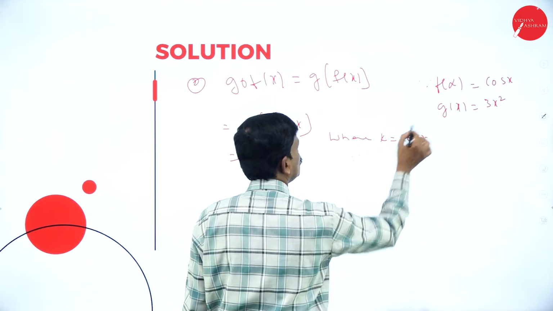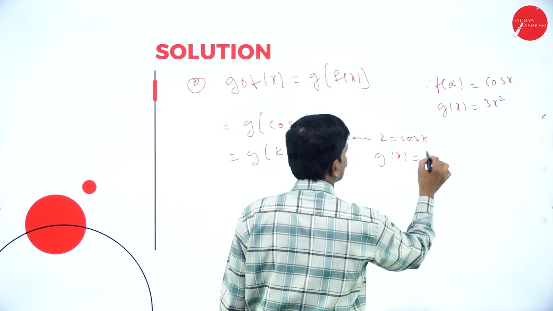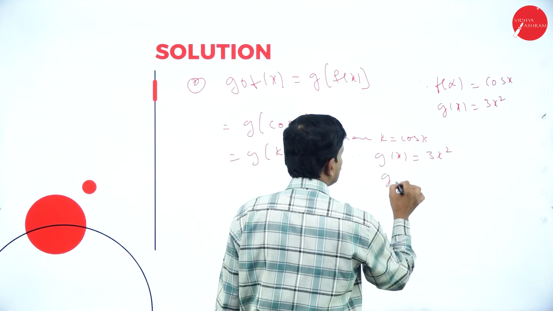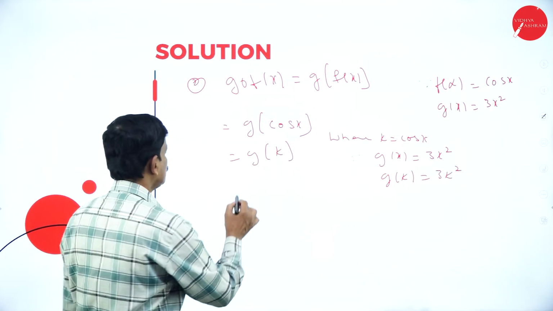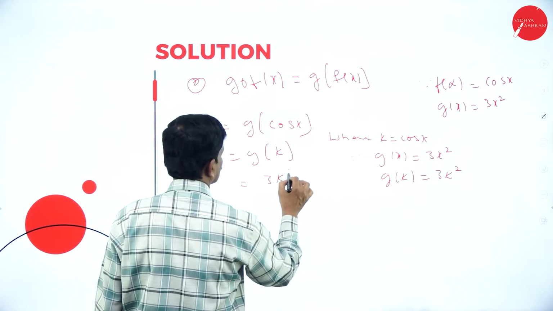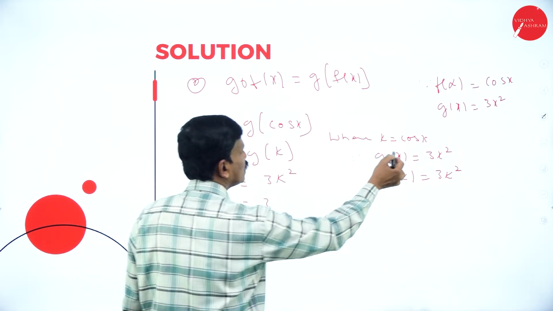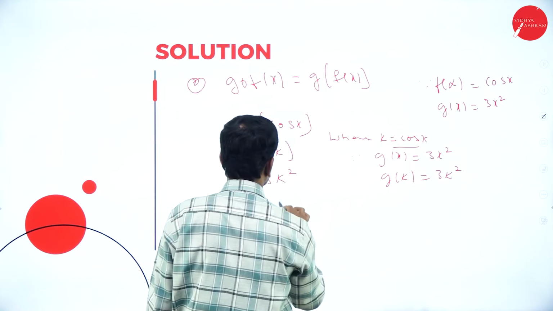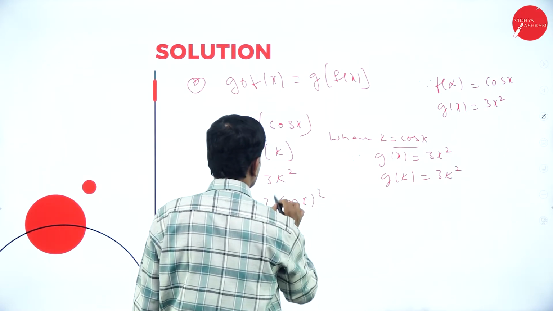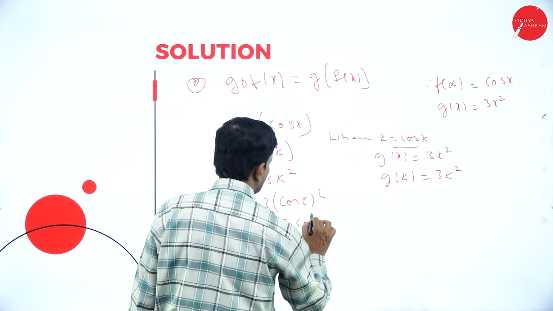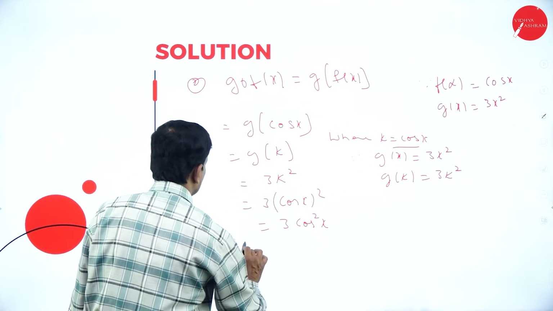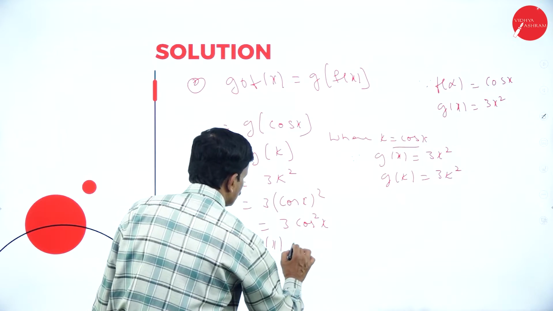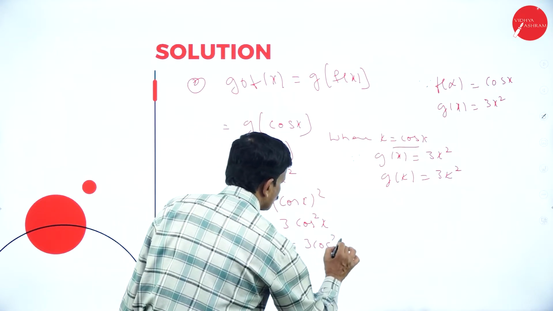Since g of x is equal to 3x square, if x is replaced by k, then this becomes 3k square. So g of k is equal to 3k square. 3 into what is k? k is nothing but cos x. So cos x whole square. This is nothing but 3 cos square x. So therefore, g naught f of x is equal to 3 times cos square x.